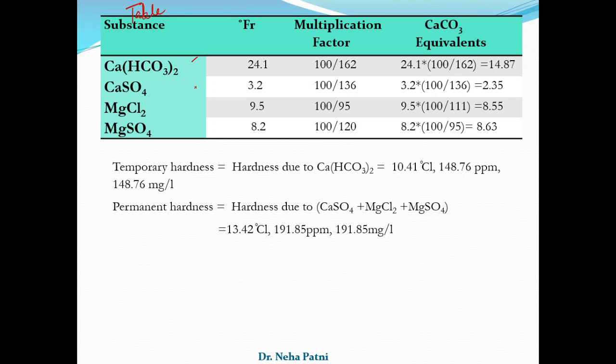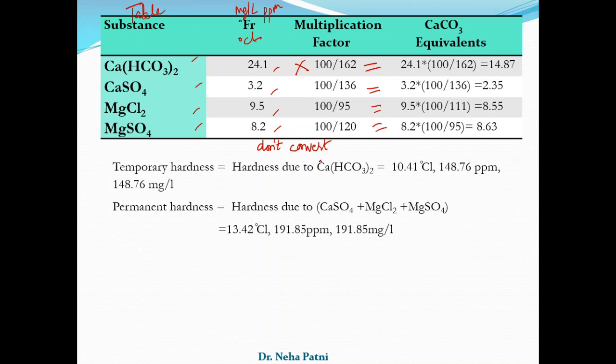You just have to write the table, write the salts, write the values, and go for the conversion and find out the calcium carbonate equivalent. The tip here is, don't convert anything here. When you're using milligram per liter or ppm, you have done it in the same manner. The same manner you have to follow, either it is degree French or degree Clark. You don't have to convert it here into milligram per liter or ppm. Okay, this is going to increase the calculation.